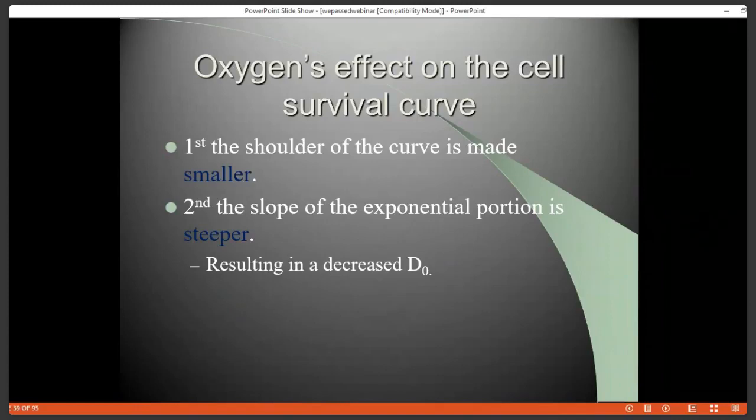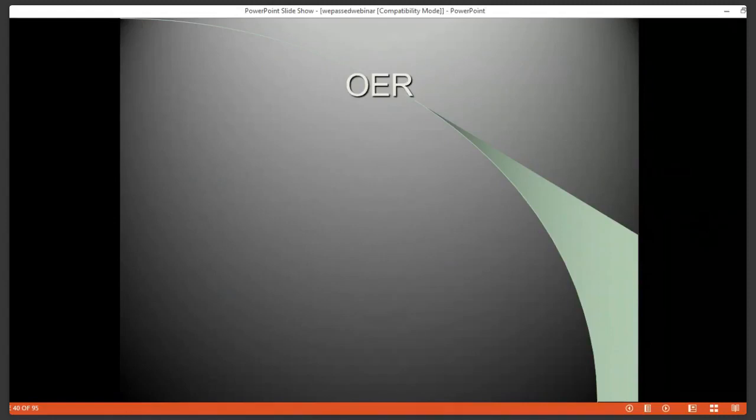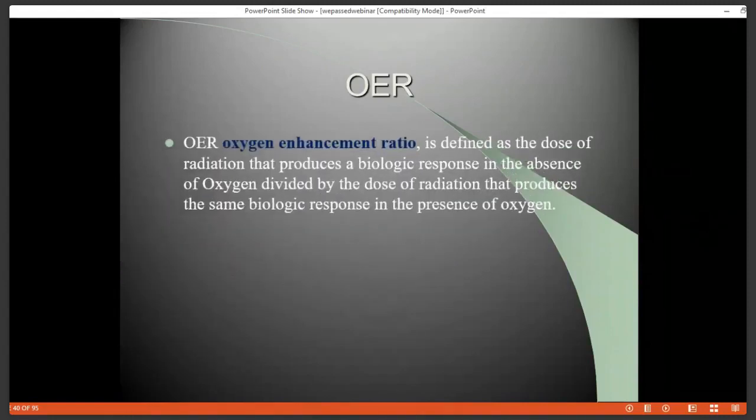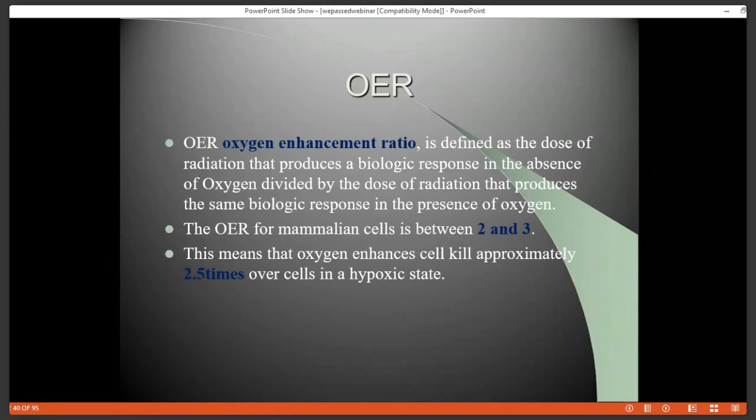So we have a smaller shoulder, a steeper straight line portion, and we end up looking at the oxygen enhancement ratio, which is defined as the dose of radiation that produces a biological response in the absence of oxygen, divided by the dose of radiation that produces the same biological response in the presence of oxygen. Oxygen has quite a benefit in this case. For a million cells, it's said to be between 2 and 3. Really, this means that in the presence of oxygen, cell kill seems to be about 2.5 times greater compared to cells in hypoxic states.